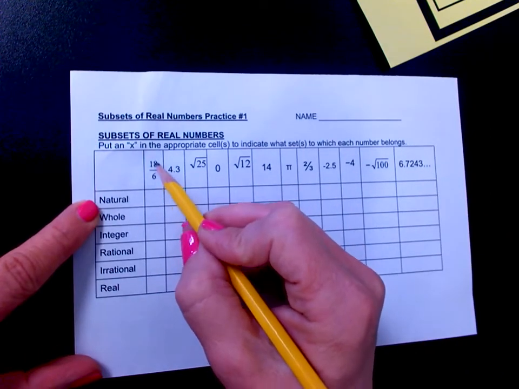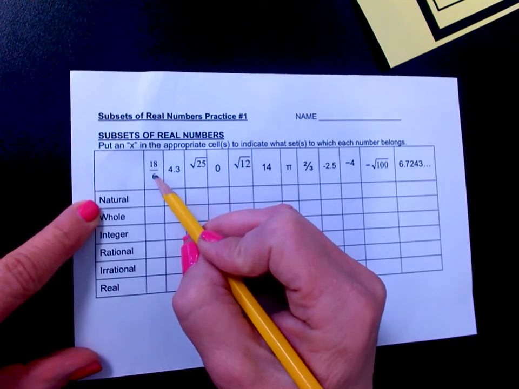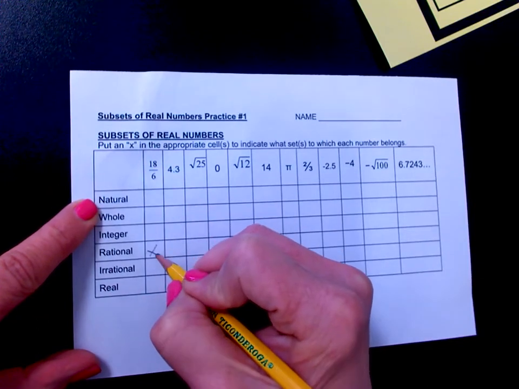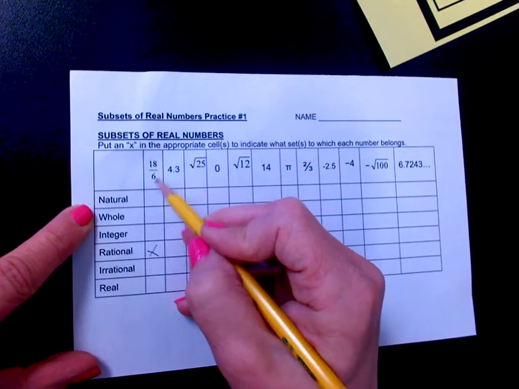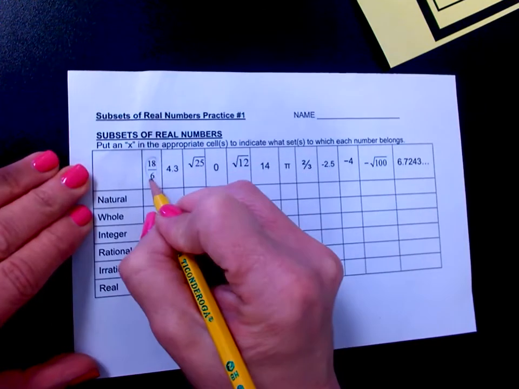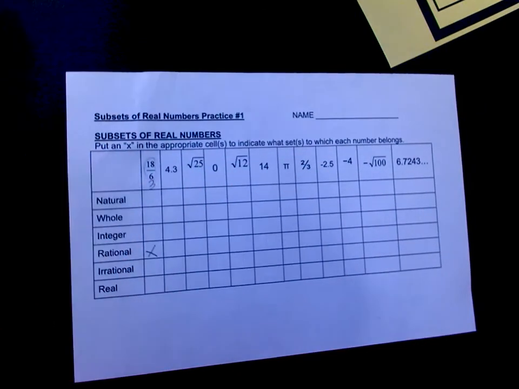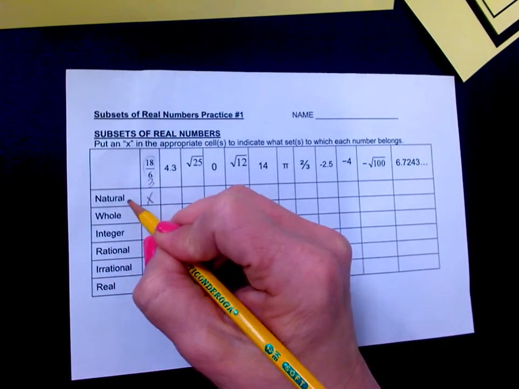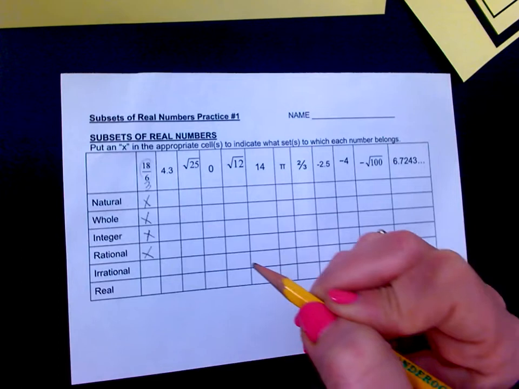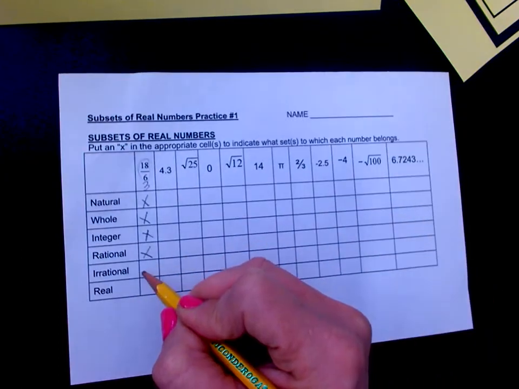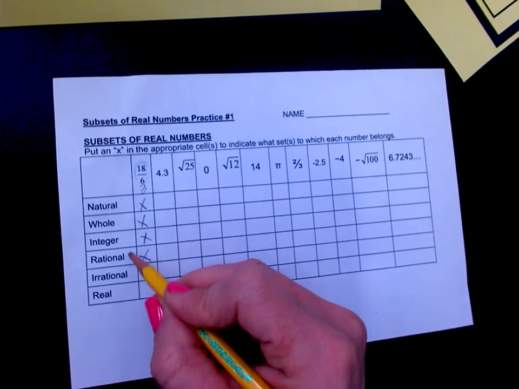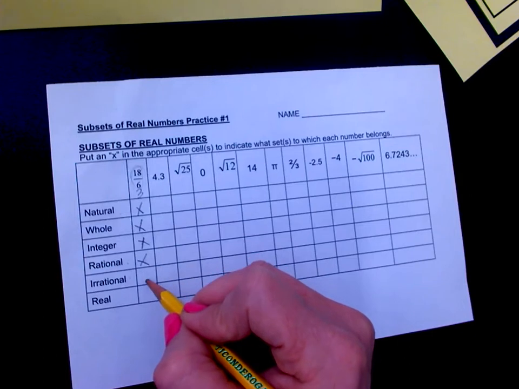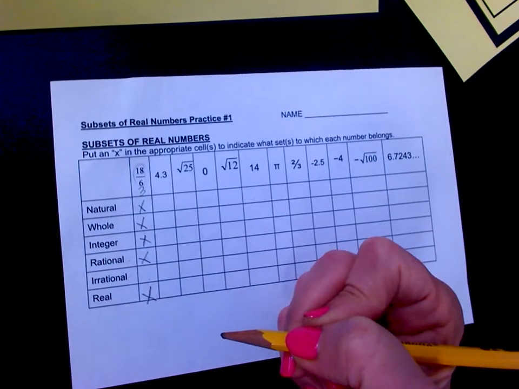So 18/6. Now, first of all, that is a ratio of integers, 18 and 6. So we know for a fact it's a rational number. And then also, look at the value of that. 18 divided by 6 is 3. If you look back at your notes, okay, so 3 is a natural number because it's like a counting number. It's a whole. It's an integer. Irrational, it cannot be rational and irrational at the same time. So do not mark both of these at the same time. But then also it's a real.